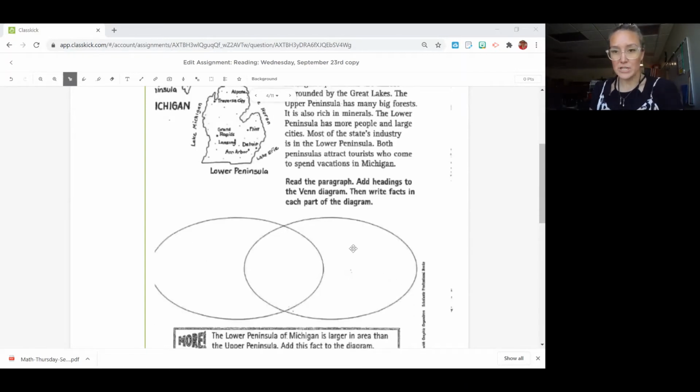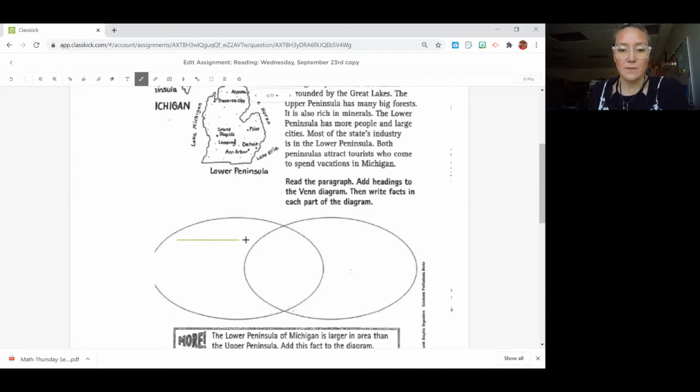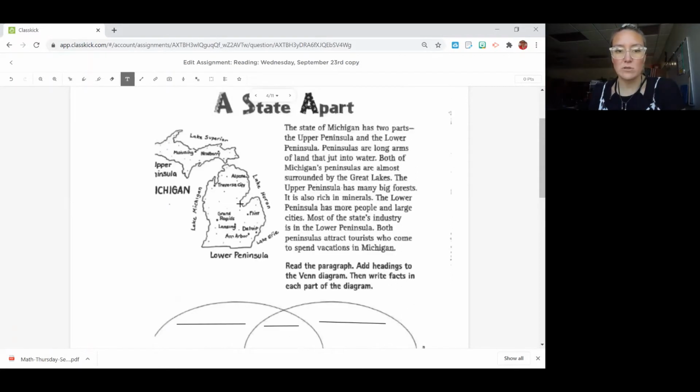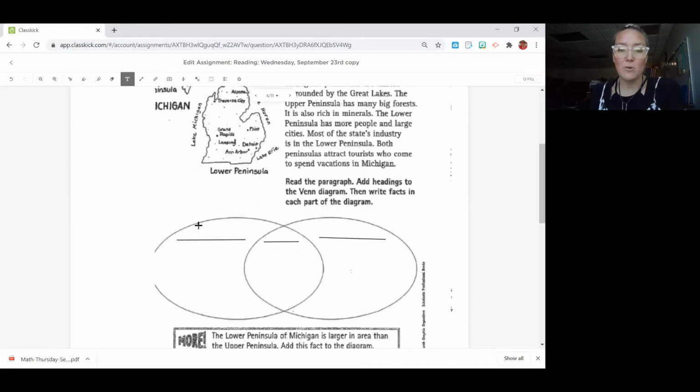All right, so the first thing we have to do with our Venn diagram is label. Now, I'm going to put lines on there for you to label, so you can follow along with me. Remember, you should have a split screen so you can see Class Kick and you can see the video. So remember, on the outer portions of a Venn diagram, we are saying how they are contrasting. How are they different? And we're talking about the two topics, the Upper Peninsula and the Lower Peninsula.